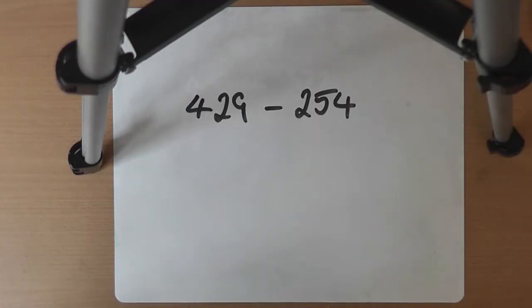We could use something like a number line, although the number line would have to be very big for this. What we're effectively doing is starting at 429 on a number line and then going 254 jumps back down the number line. Practically speaking, though, we're probably going to fall back on one of, realistically, two different methods. There are many more than this, but these are the two that we're going to have a quick look at.